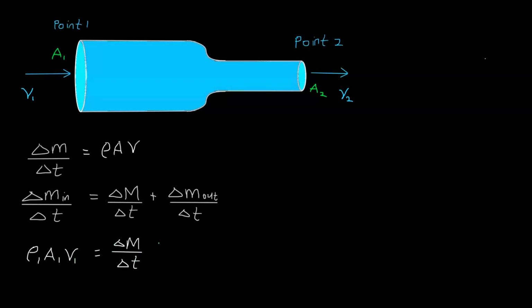m divided by delta t, which is the rate of change of the mass of fluid within our control volume, plus rho 2 A2 V2, which is the mass flow rate at point 2.